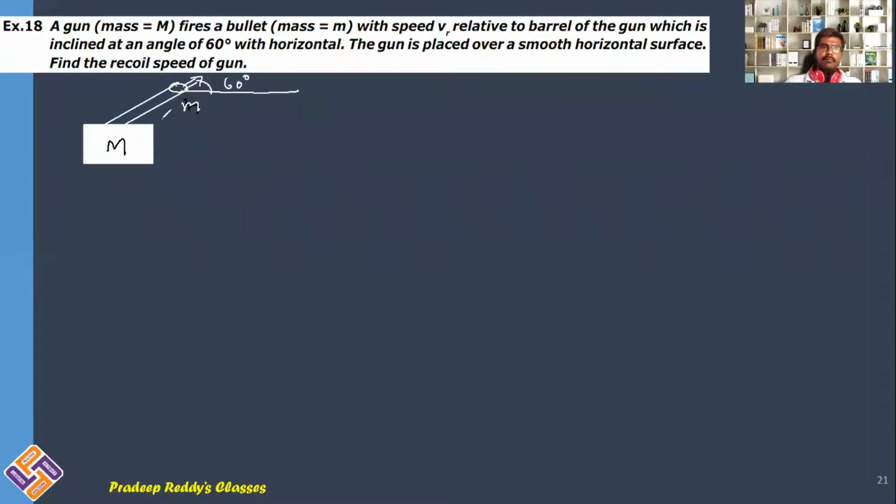A gun of mass capital M fires a bullet of mass small m, and we want to find out the velocity of the gun. I am considering it as v, and the velocity of the bullet is Vr relative to the barrel of the gun. That means the velocity of the bullet with respect to the gun is given as Vr in the problem, and it is inclined at an angle of 60 degrees with the horizontal. The gun is placed over a smooth horizontal surface. Find the recoil speed of the gun.